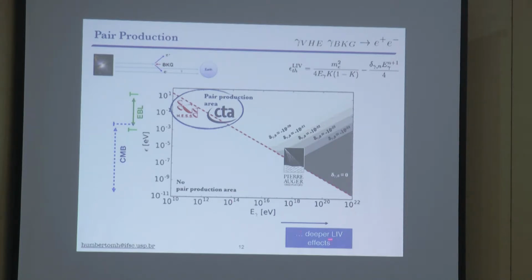If you're looking for deeper LIV effects, for instance, 10 to the 18 eV, you can use the CMB background to look for signatures and target some phenomenology for, for instance, the Pierre Auger Observatory, which we are going to do in the next slides.